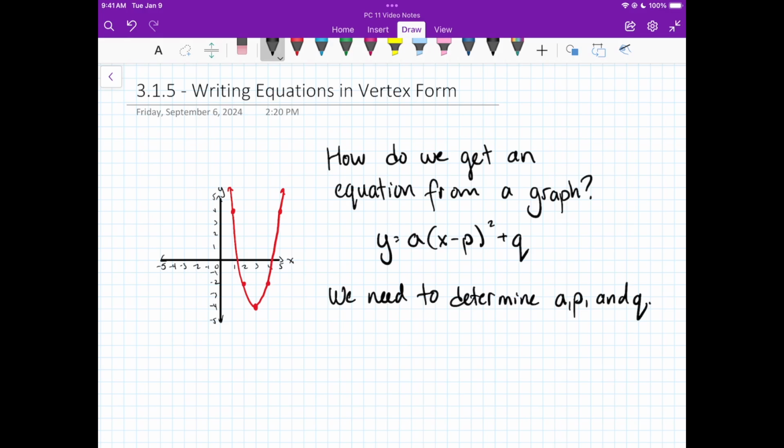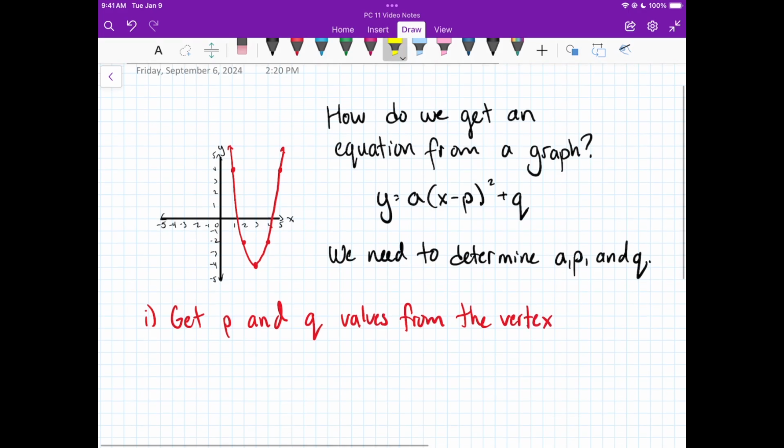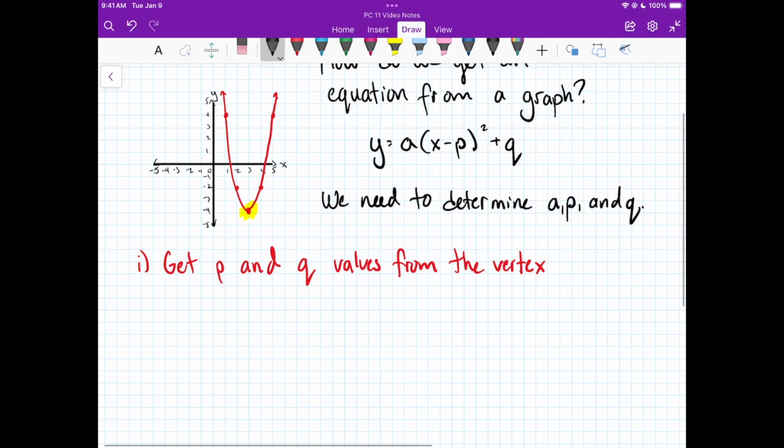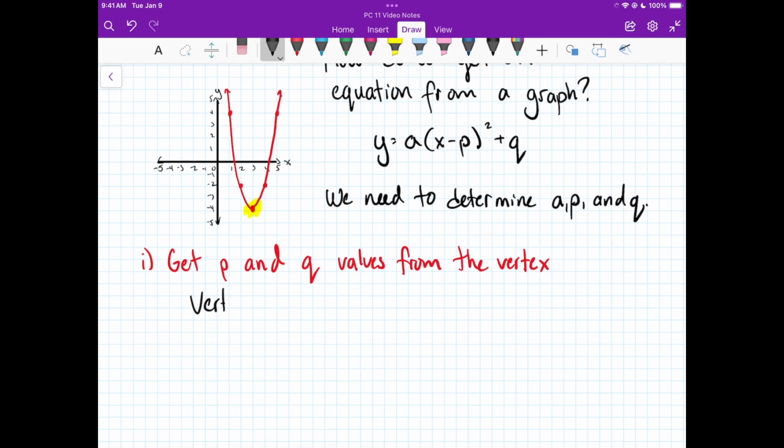First things first, it's called the vertex form for a reason, because if you remember, it's based on the vertex. So our first step is going to be pretty easy: just get our p and q values from the vertex. In this particular case, if we look at our graph, our vertex is right here. We're going to take that point, which is at (3, negative 4), and plug that in for p and q.